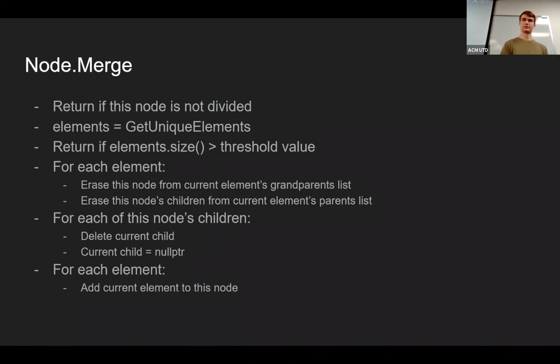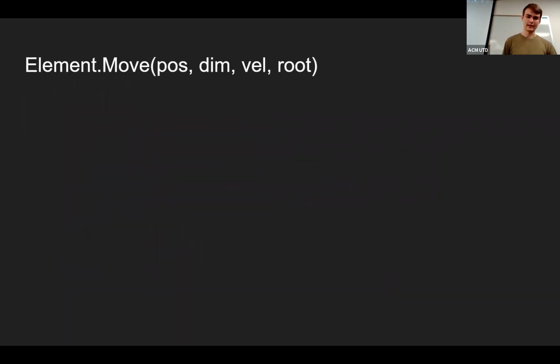So it's literally just the reverse operation of a divide, where divide is for each element I contain, tell that element that I no longer contain it, create 4 children. For each of those children, add every element, and then delete my local copy of the elements. This is just the opposite, where for each element, erase myself from the grandparents list and the child that it's in from its parents list, delete all of my children, and then create my elements. So divide is delete elements, create children. This is delete children, create elements. And I believe that, yes, that brings us to the element class.